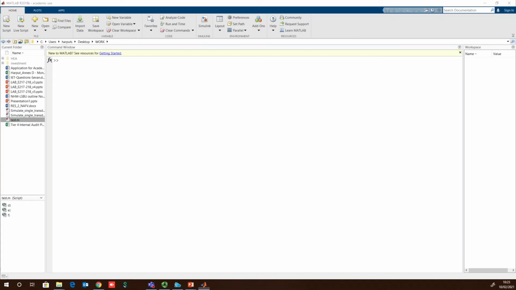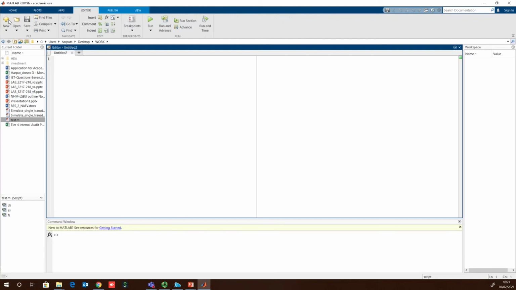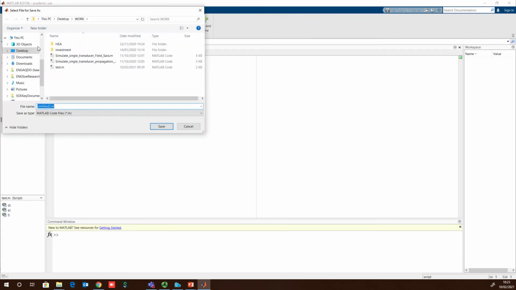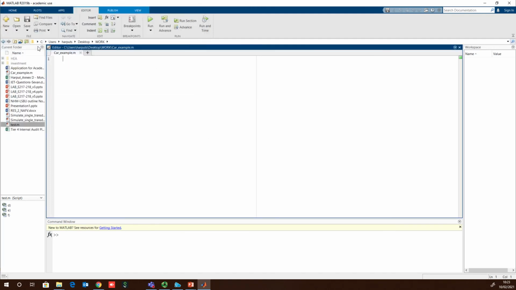So I'm just switching to MATLAB. We will start a new script here. I'm going to click this button, say new script, and let's save this one first. We'll say save as. Let's call this test. I can't call it test because I already have a file called test. Okay, let's call this car example. Now it's an M file created here.